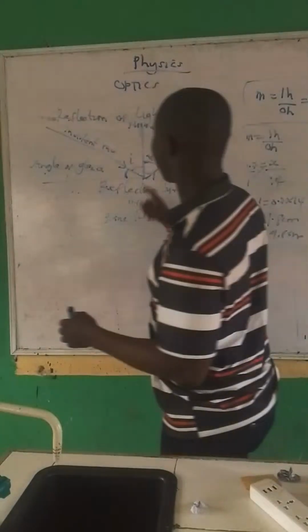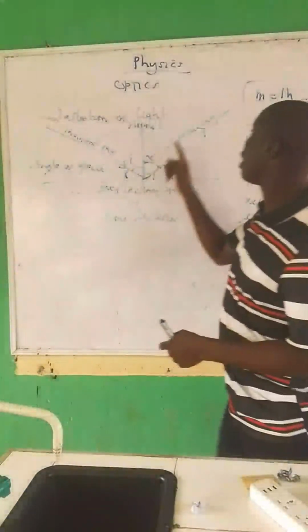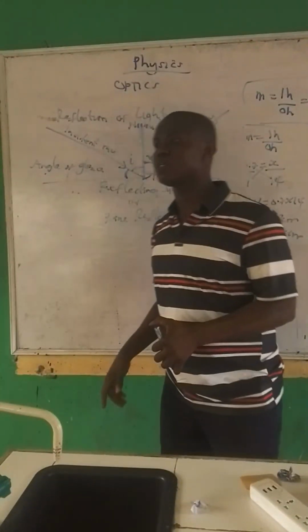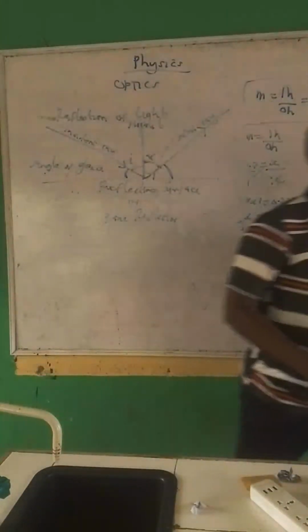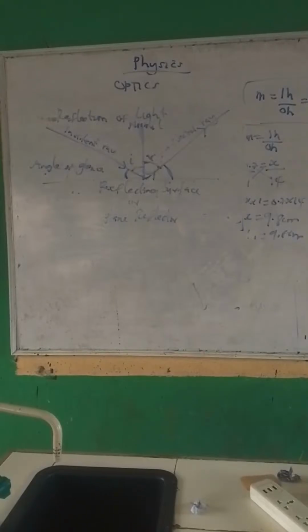The first law of reflection states that the incident ray, the normal, and the reflected ray all lie on the same plane at the point of incidence. That is what the law states. The first law of reflection states that what? The incident ray, the reflected ray, and the normal all lie on the same plane at the point of incidence. Alright? That is what it states.